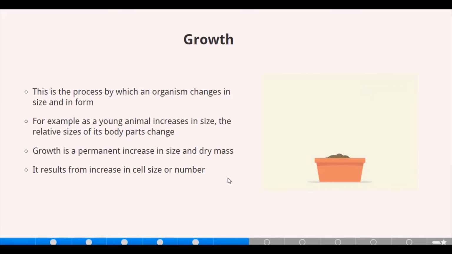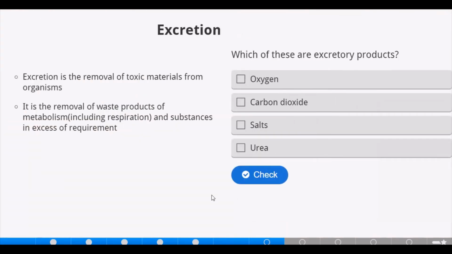Moving to growth. Growth is the process by which an organism changes in size and in form. For example, as a young animal increases in size, the relative sizes of its body parts change as well. Growth is a permanent increase in size and dry mass. It results from increase in cell size or number. Excretion. Excretion is the removal of toxic materials from organisms. It's also the removal of waste products of metabolism, including respiration, and substances that are in excess of requirements.